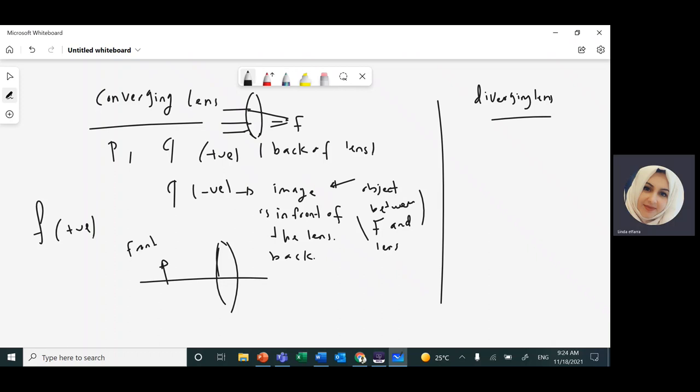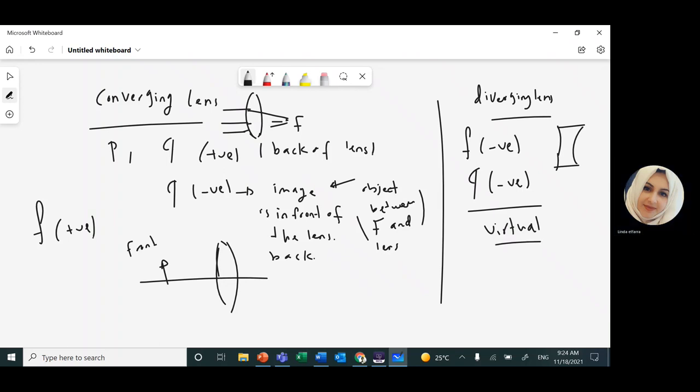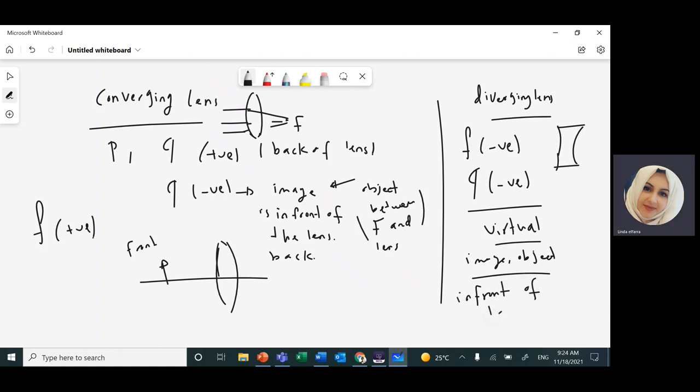For a diverging lens, F is negative, Q also is negative. This is the diverging lens, and I will always have a virtual image where both the image and the object are on the same side, meaning both of them are in front of the lens. This solves the same, the first question.